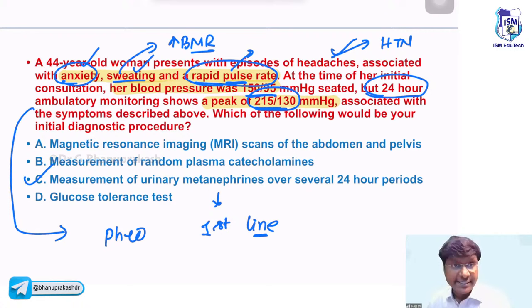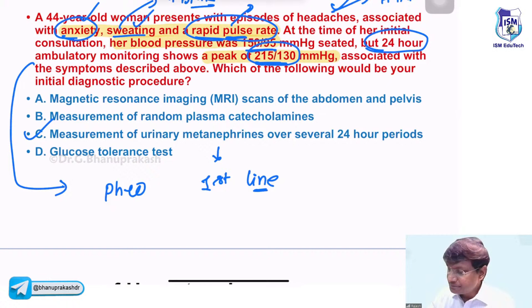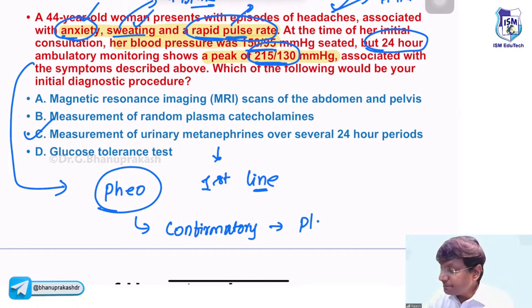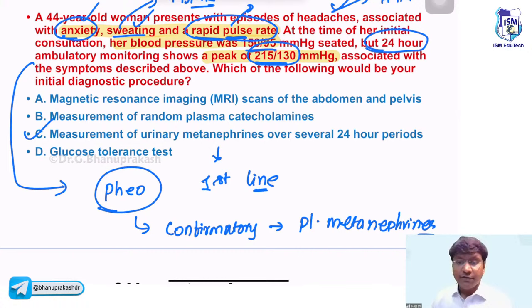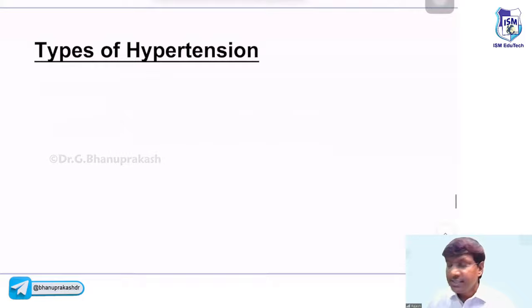Then what is the confirmatory test for pheochromocytoma? Anyone? What is the confirmatory test for pheochromocytoma? The confirmatory test for pheochromocytoma will be assessment of the plasma metanephrine levels. Right? Assessment of the plasma metanephrine levels is your confirmatory test in patients with pheochromocytoma. All right?